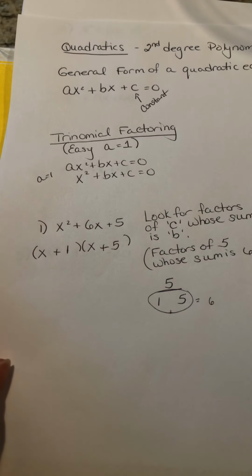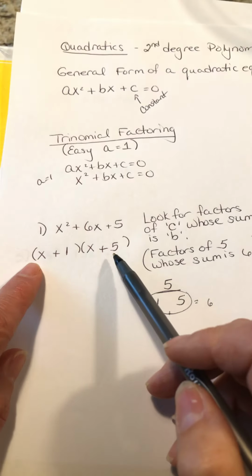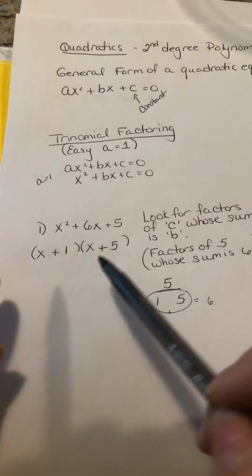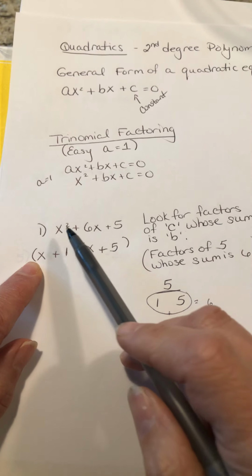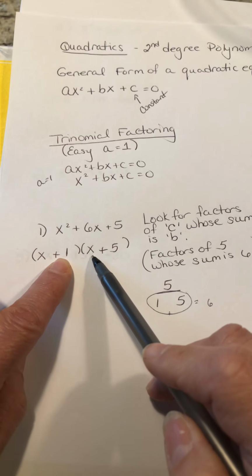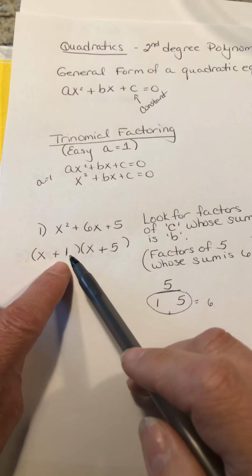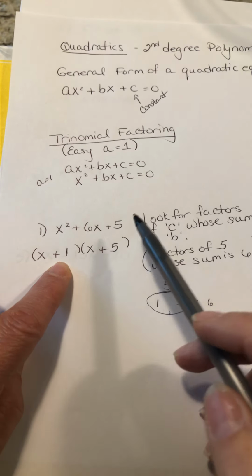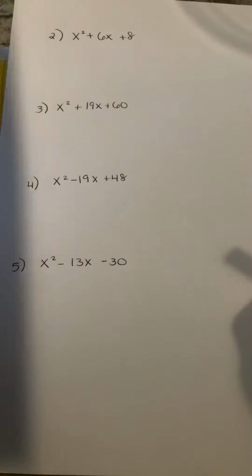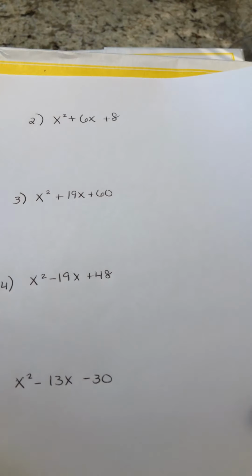If I want to check to make sure that I factored this correctly, I'm going to do my FOIL, or first, outside, inside, last, or just redistribute it back. So x times x is x squared, x times 5 is 5x, plus 1x gives me 6x, and 1 times 5 is 5. So if I multiply that back through, I get exactly what I started with. We're going to try a few more examples here.